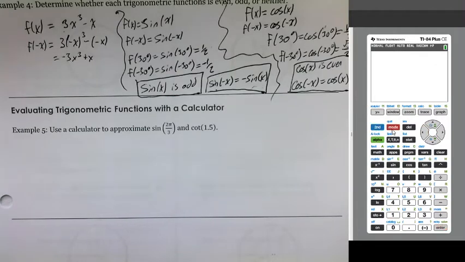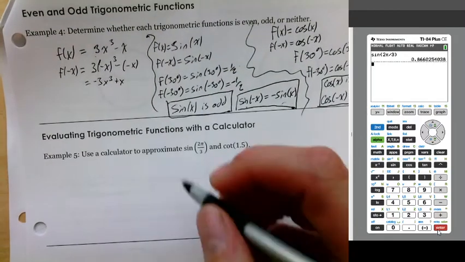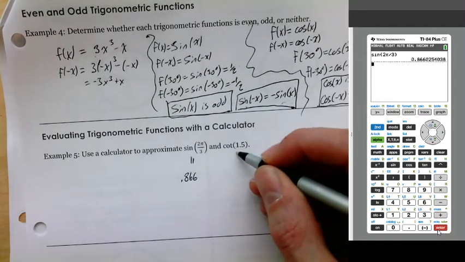Once you do so, you can go back to the calculator's home screen and just do sine of 2 pi over 3. Your pi key is actually right here. Close your parentheses, hit enter, and we find that this is approximately 0.866. So this one here is 0.866.